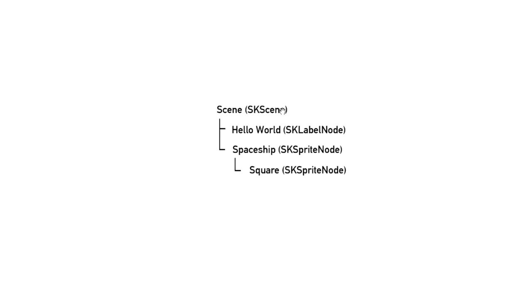So our scene is at the root, and that is of type SKScene. And then we are adding the label node, which we were seeing drawn behind our spaceship. And our spaceship is being drawn over the top of Hello World because it's being added after Hello World. So the order that we add these nodes to the tree is important. And then we also added this square node, but we added that as a child of the spaceship. And so we were inheriting the spaceship's location and rotation properties there that we saw.